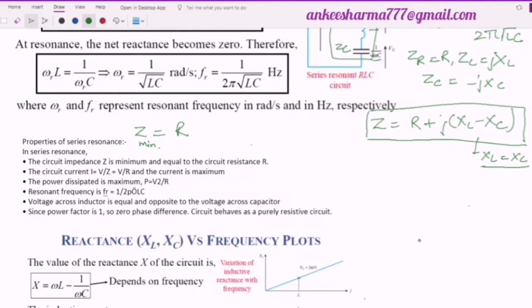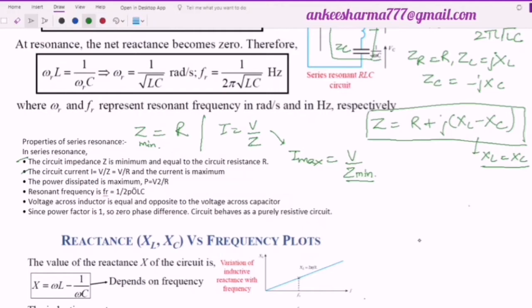Second is the current. We all know the value of the current I is equal to V by Z. Now if Z is minimum, can I say my I will be maximum? So from here I can say that the current at resonance will be the maximum value of the current in the circuit for different frequencies, because Z is minimum. So the second is also clear to you now.